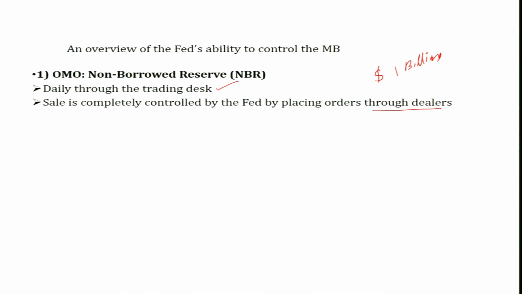So they can place the order through the dealers. That means they are going to buy this much worth of government securities from the banking system.